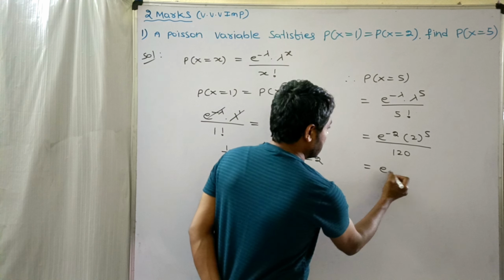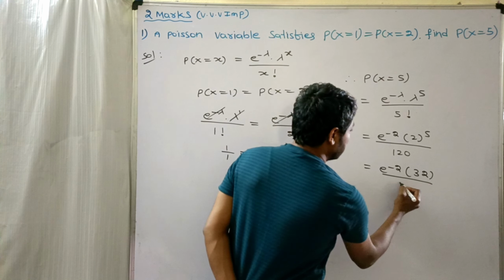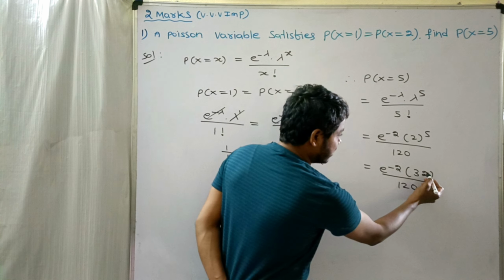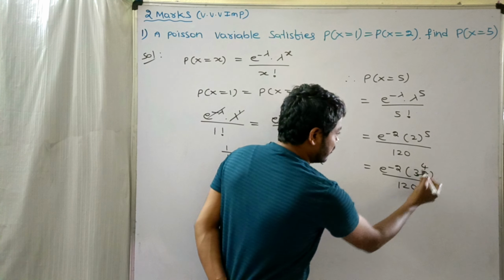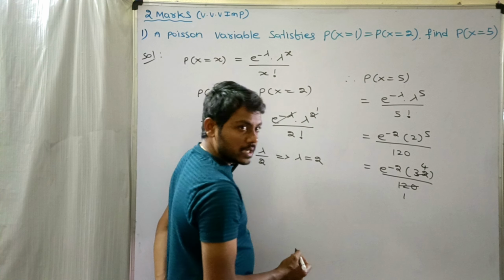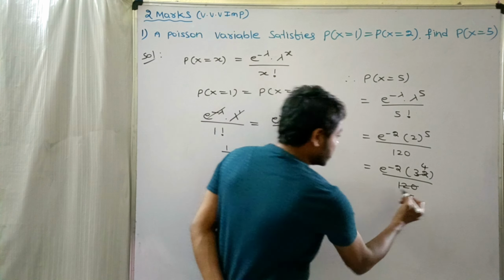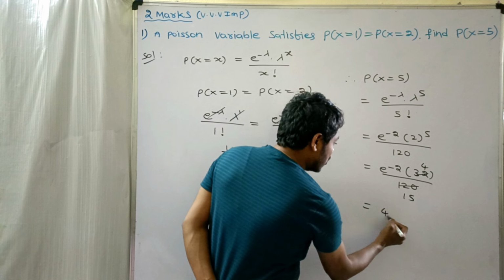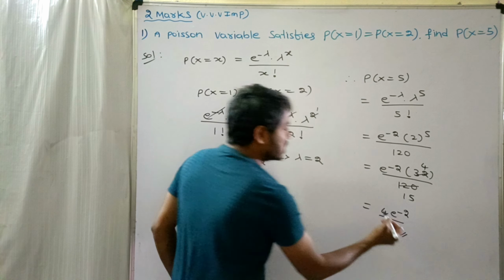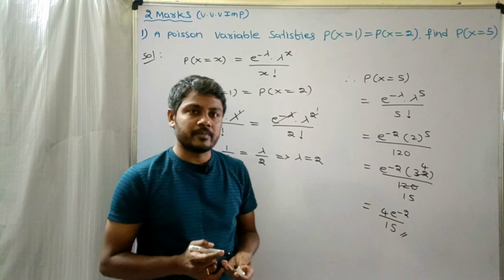Now which is e power minus 2 into 32 divided by 120. So you can cancel with 8: 8 4s are 32, 8 15s are 120. So which is equal to 4 into e power minus 2 divided by 15. So this is the value of P(X=5).